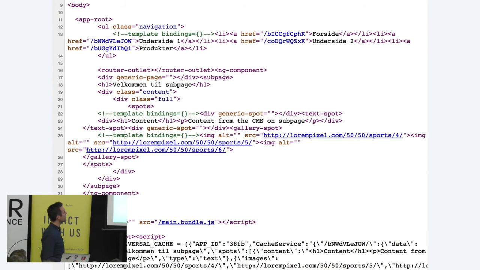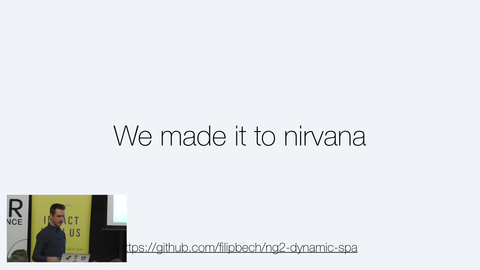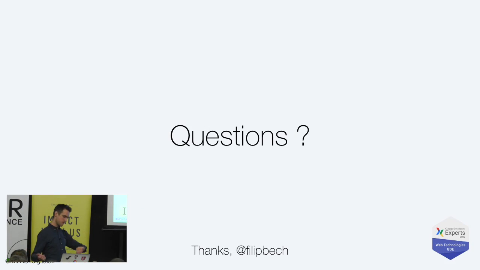So now you see this is the server side rendered part of this application, and we have all the pages. We have the images that came from the gallery component. And we have the universal cache here down the bottom, just to show how the data is actually being passed from the server to the client. So that's pretty much it. We made it. Here's the link to the GitHub repository, and we have time for questions. This was 29 minutes, 40 seconds.